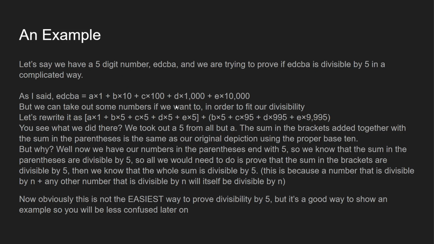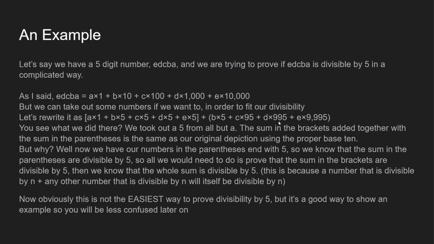So, as I said, EDCBA is A times 1 plus B times 10, and so on. But we can take out numbers that fit our divisibility, and then we can split it into two different categories, okay? So we can rewrite this entire thing as A times 1 plus B times 5 plus C times 5 plus D times 5 plus E times 5 as one bracket, and then split it apart and add in a second bracket B times 5 plus C times 95 plus D times 995 plus E times 995.